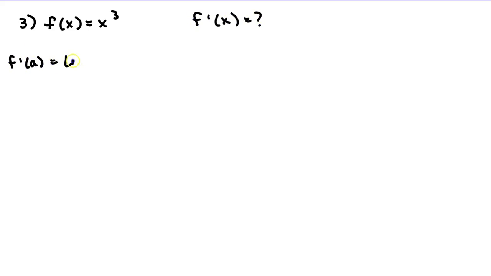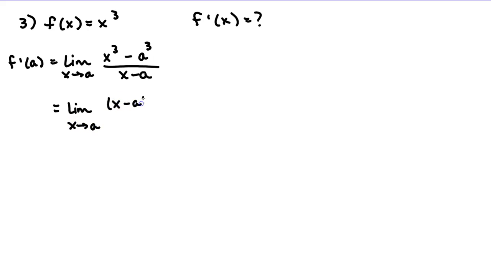Okay, number 3. You're going to start to see a pattern. This one is f of x equals x cubed. I want to know the derivative. So f prime of a is the limit as x approaches a of the function x cubed minus the function evaluated at a cubed, over x minus a. Now x cubed minus a cubed is a difference of cubes, and we have a difference of cubes factoring formula that you learned in pre-calculus. It factors into x minus a times x squared plus ax plus a squared.